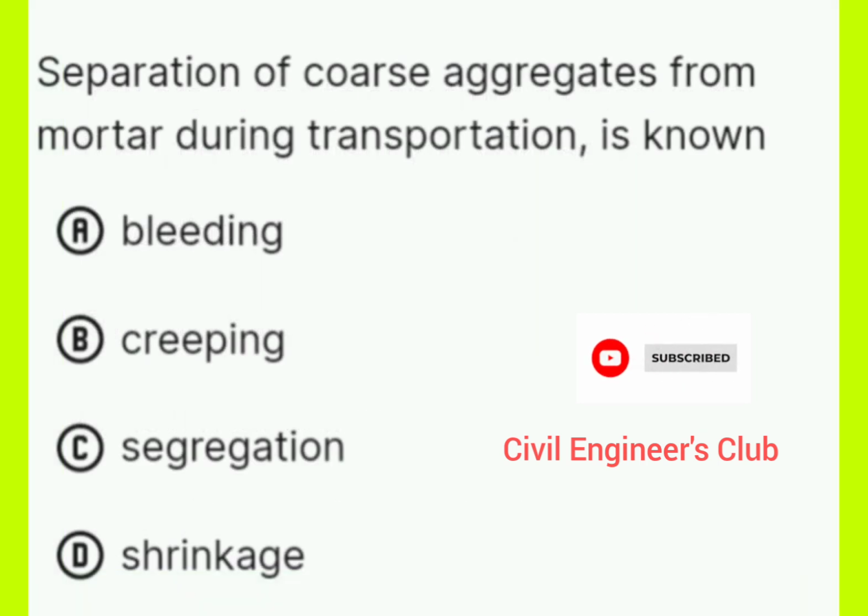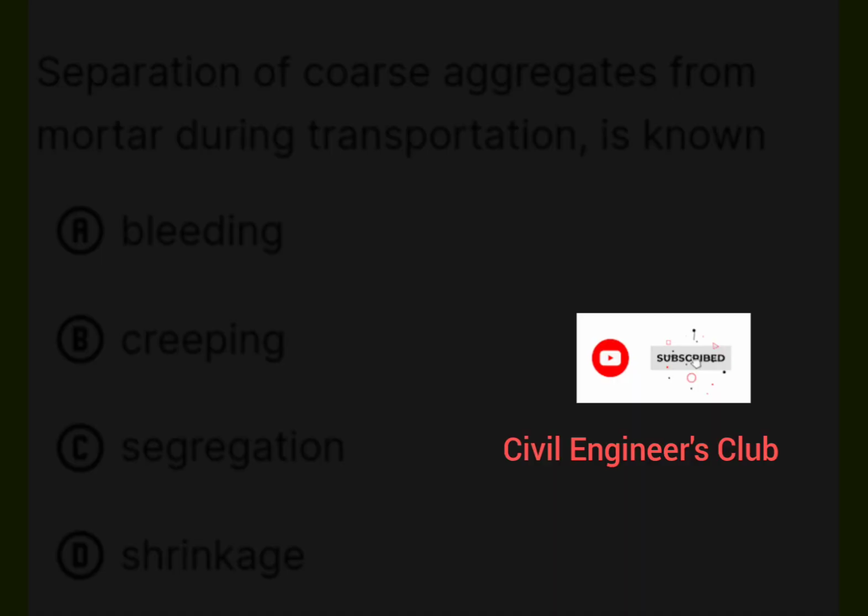Next question: separation of coarse aggregates from mortar during transportation is known as? Option A, bleeding; option B, creeping; option C, segregation; and option D, shrinkage. Here the correct answer is option C, segregation. Segregation is the process by which coarse aggregates get separated from the rest of the concrete.